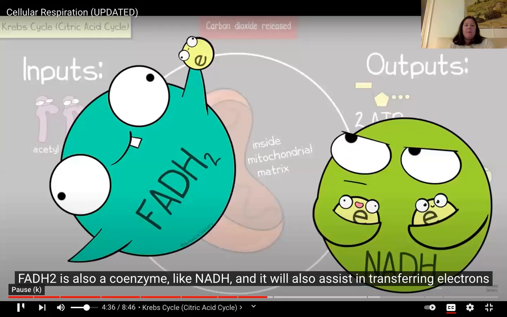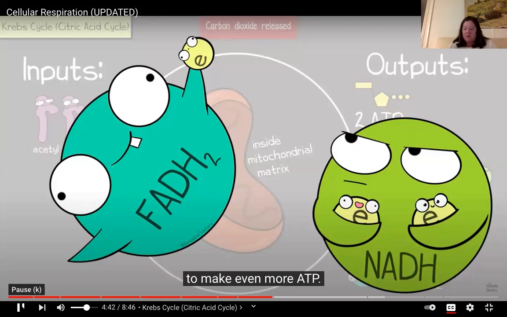FADH2 is also a coenzyme, like NADH, and it will also assist in transferring electrons. Okay, so we need to define it. FADH2 is a coenzyme that transfers electrons. Okay, so I wrote down FADH2, coenzyme, transfers electrons, to make even more ATP.